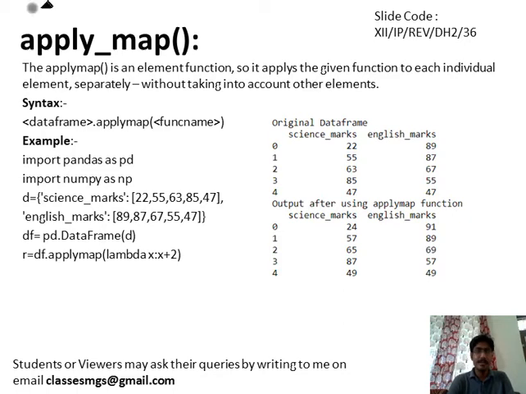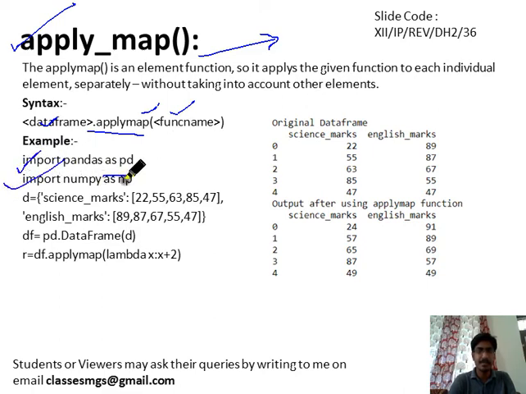Now we want to discuss applymap. The applymap function, as we know, applies on the data frame elements individually. What is the syntax of applymap? Data frame name dot applymap, then function name. Let me show the example. We are covering the same example. Import pandas as pd, import numpy as np. We have created the data frame using a dictionary with student, science marks, and English marks.